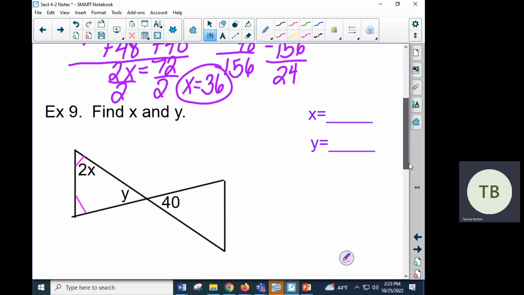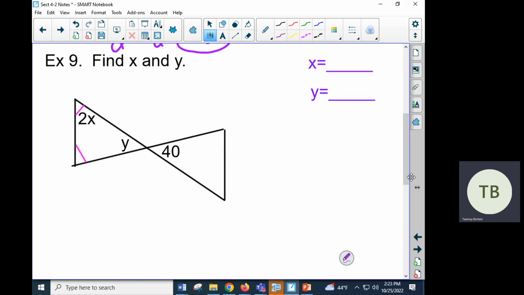Okay. Now, if I look at this one, when I went to mark this, I couldn't make curved arcs here. So this really means this angle and that angle are equal. So if this is 2x, do you guys get that that would be 2x? Yeah. Now, what do we know about these two angles? Why? They're vertical angles. They are the same. So this is 40. Very good.